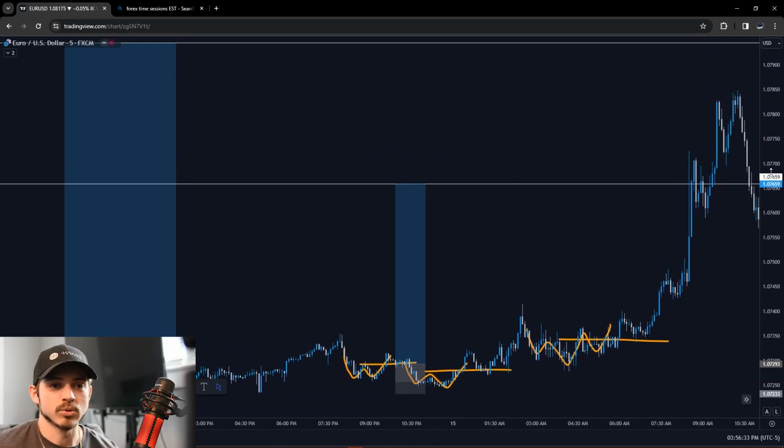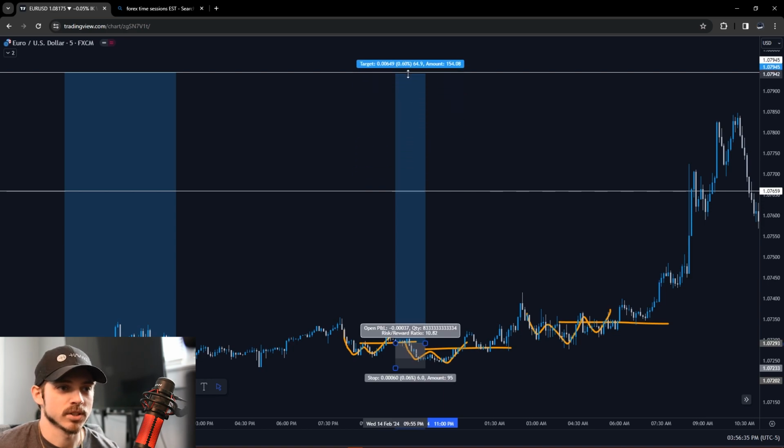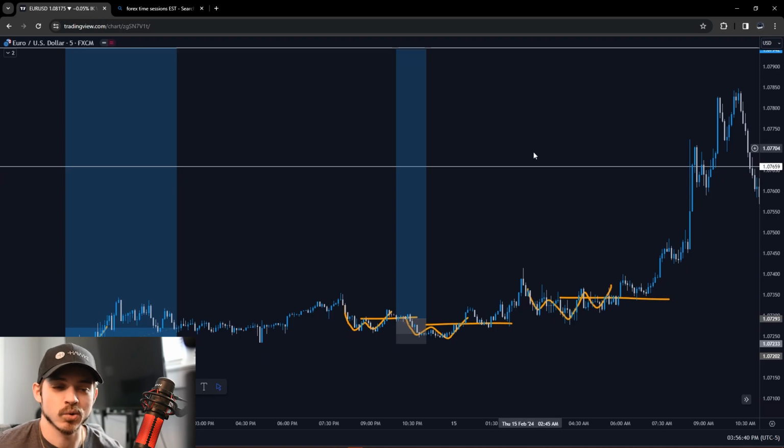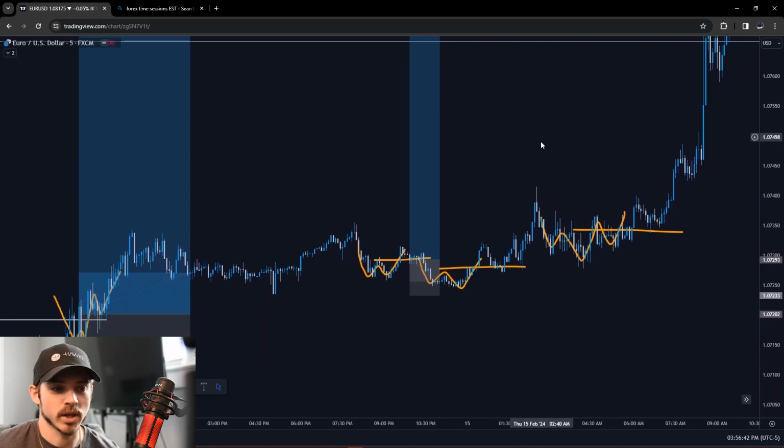Very good. If you take it to your second take profit opportunity, now you have almost 11 to 1. And this is a rare occurrence. It doesn't always play out that way.